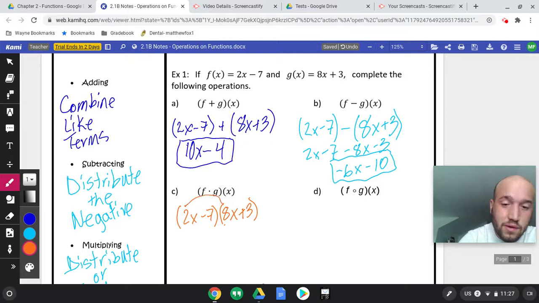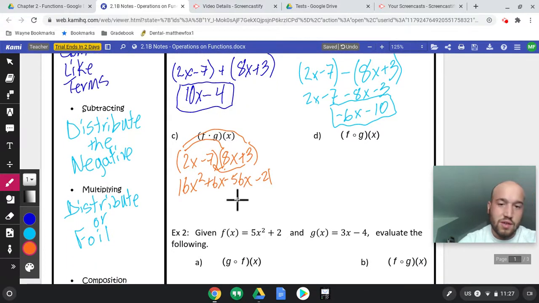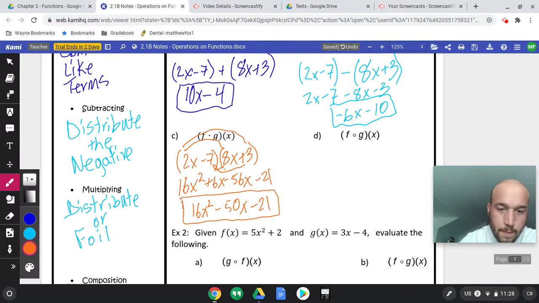So we start with our first. 2x times 8x gives us 16x squared. O for outside, 2x times 3, so that'll be plus 6x. I for inside, that gives us negative 56x. And then L for last, minus 21. At this point, we're just about done. We just got to go through and combine our like terms. So our final answer is still 16x squared. It's going to be minus 50x minus 21. All right, and then we're done.